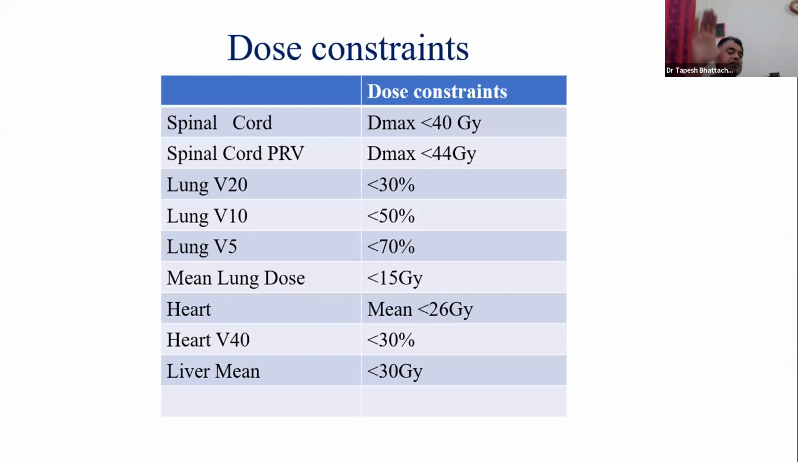So these are the dose constraints. As a student, you should remember spinal cord 40, V20 30, V10 50. That means the volume of the lung receiving 20 gray, 10 gray, and 5 gray will be 30, 50, and 70%. Mean lung dose should be less than 15. Heart mean, we try to keep it less than 26. And these are the dose constraints you need to remember.